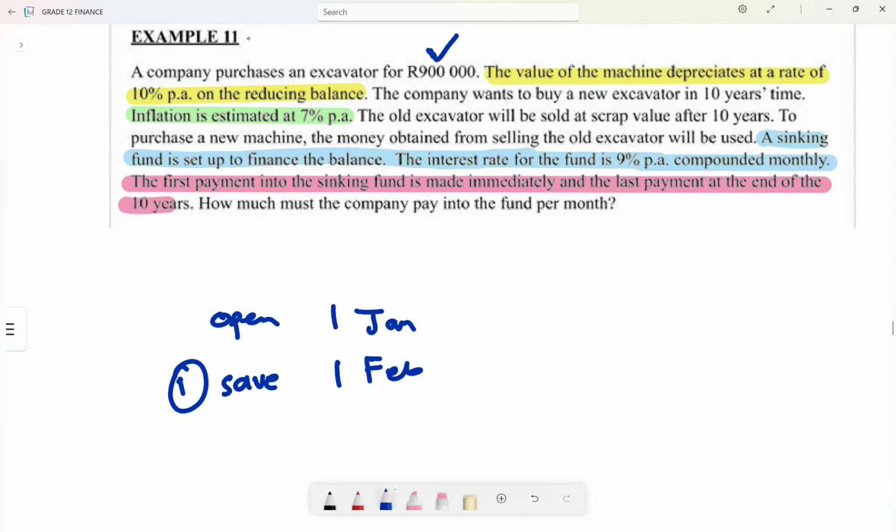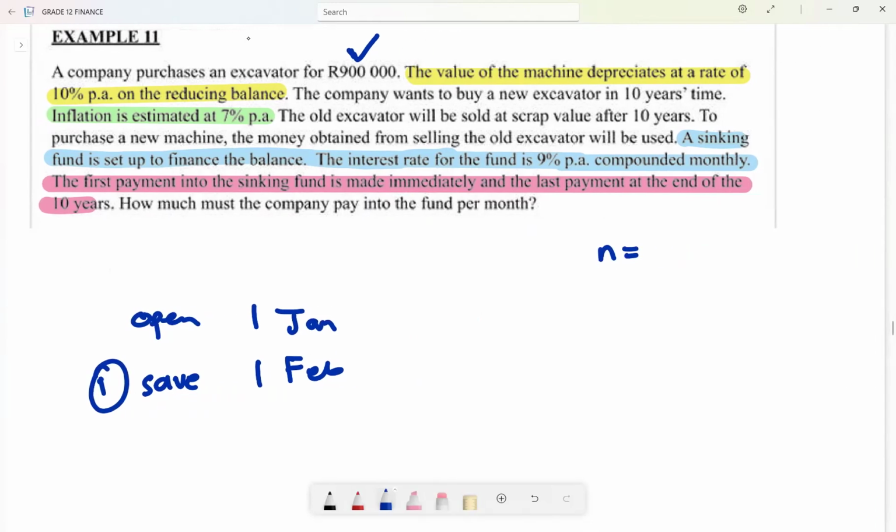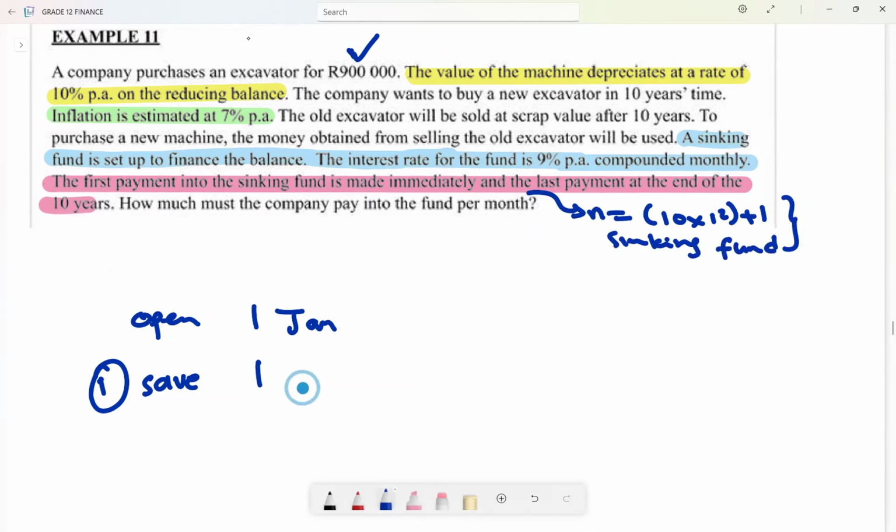But in actual fact, the payment is made immediately. So when it is made immediately, it is made immediately here. So it's going to affect what? The number of years, or rather the number of payments. So in actual fact, the number of payments for the sinking fund is going to be 10 times 12, but we need to add 1. Okay, only for the sinking fund. When we now look at the formula for sinking fund, we need to take caution of this part.